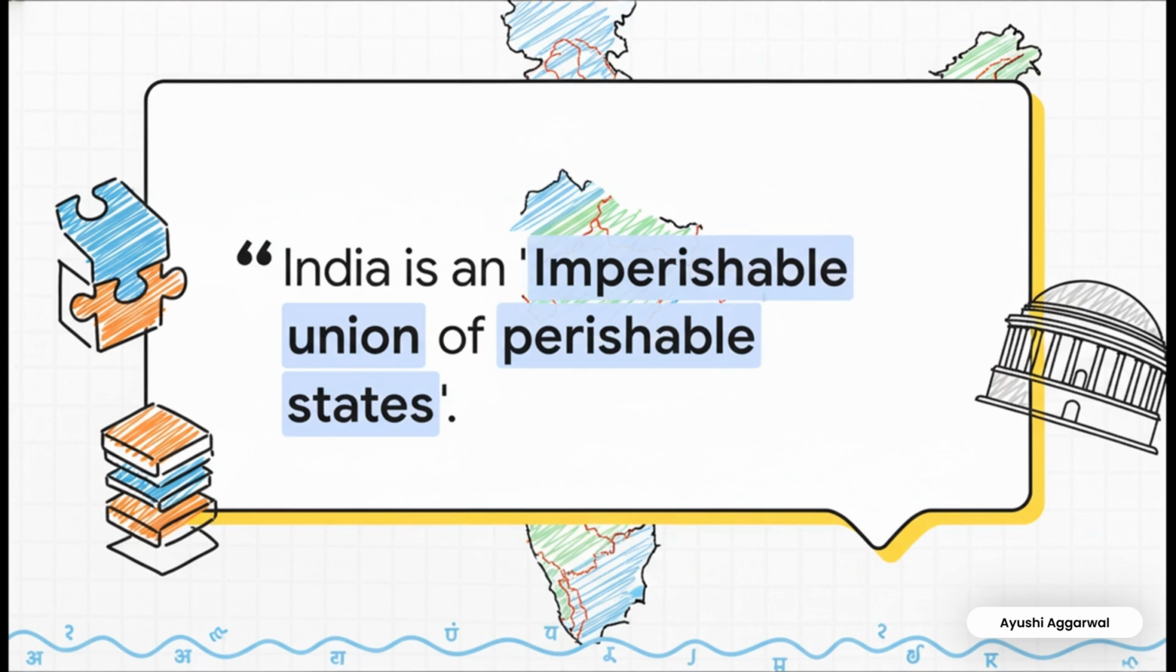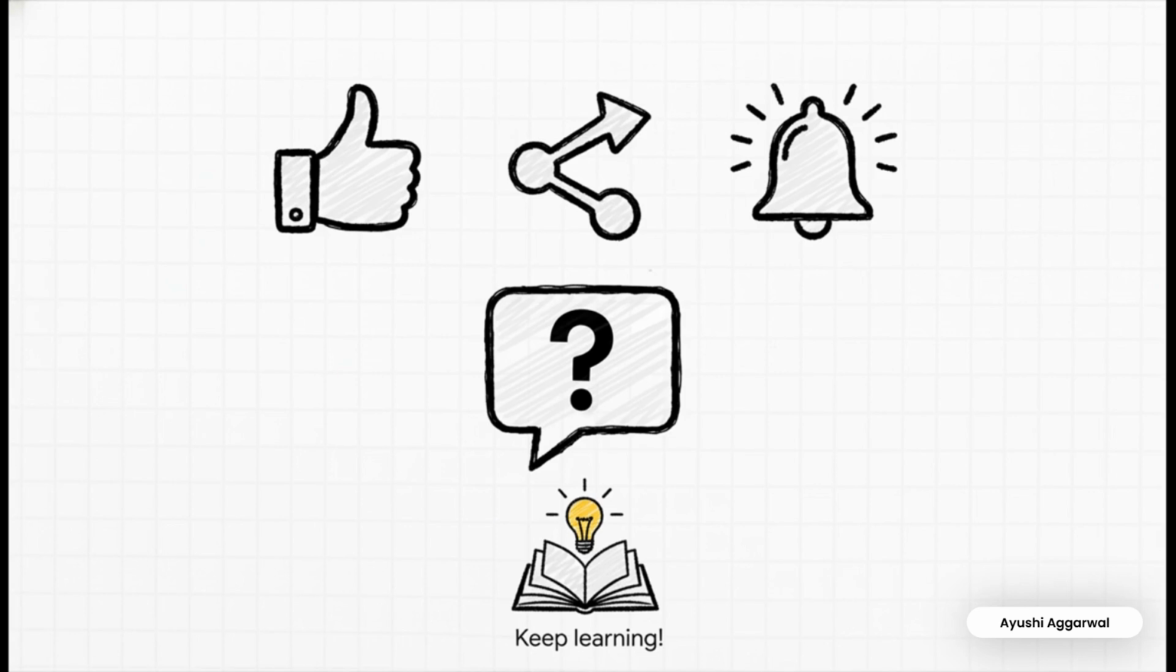What does that mean? It means the Union of India itself cannot be destroyed. It's imperishable, it's indivisible. But the states, their boundaries, their names, their area, even their very existence, can be changed by the Parliament. That's why the states are considered perishable. And that, right there, is the very essence of our union. And that brings us to the end of this explainer.